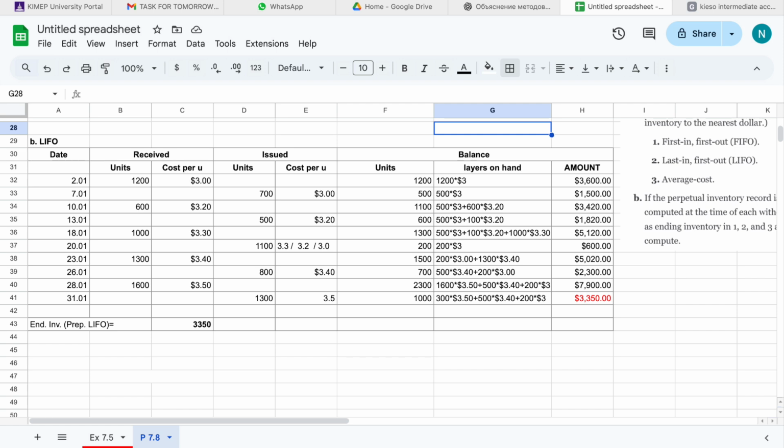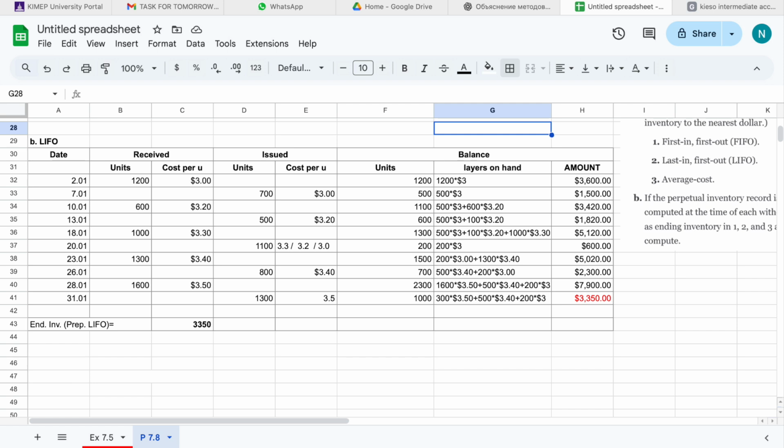For January 2nd, we bought 1,200 units at $3. That is going to amount to $3,600. And then January 7th, we issued 700. So we're going to take the newest, the $3 layer. We are going to use 700 from 1,200 at $3, so the remaining is 500. 500 at $3 amounts to 1,500.